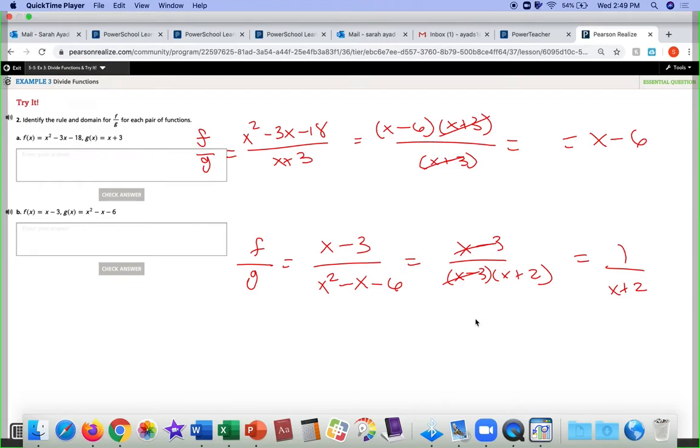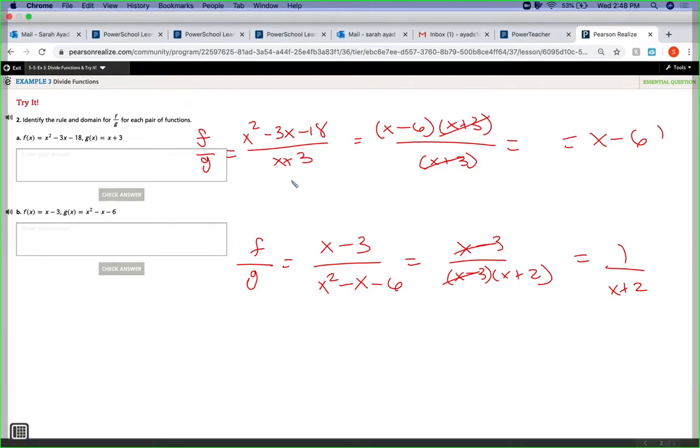Alright, the last thing I really want to quickly talk about is domain. So remember when we talked about domain in the previous chapter, remember our denominator can never equal 0. It is undefined if the denominator is 0. And we don't look at the final answer, but we look at the original problem. So in the original problem here, what could x not be? Our domain could be all real numbers, but x cannot be negative 3, because that would have made this original denominator 0. So all real numbers, but x cannot be negative 3.